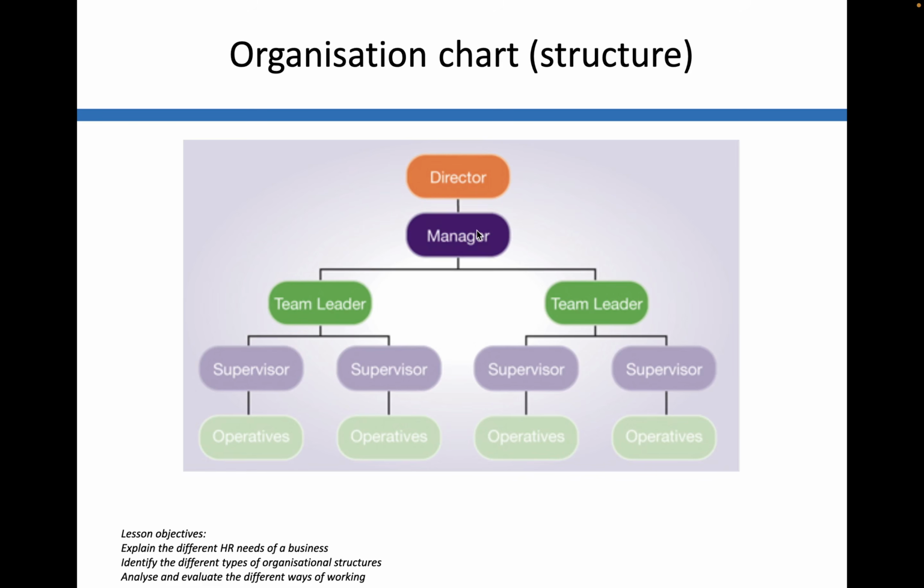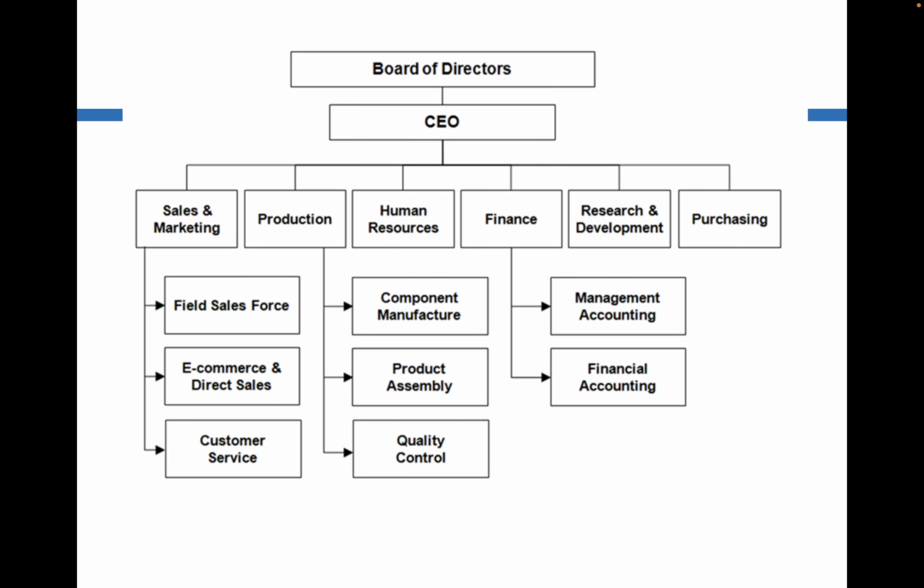The manager has a span of control of 2 because they've got just 2 team leaders. Okay. Here's another organisational chart. So for example, in this situation, the CEO has got 6 for their span of control. Okay, it's just a different image, but same process.